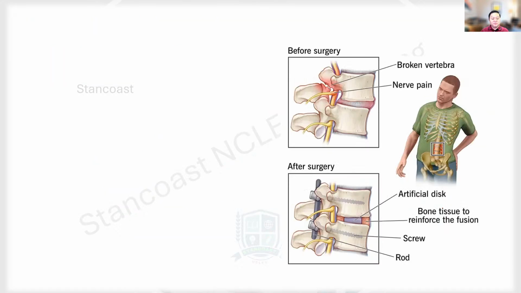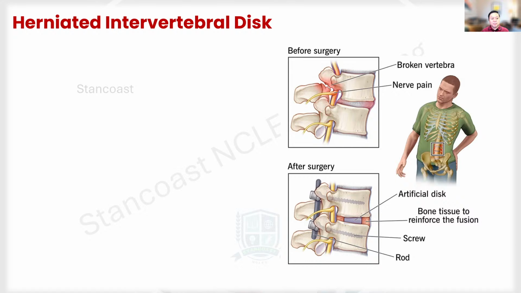Now let's move forward to another surgical procedure, which is the spinal fusion. This is also a common surgical intervention wherein there is going to be stabilization of the vertebra, wherein there's going to be joining of two or more vertebrae. So take a look at the photo right here.